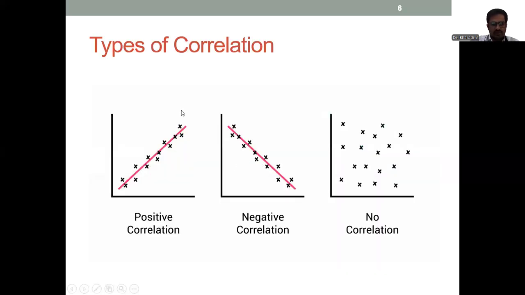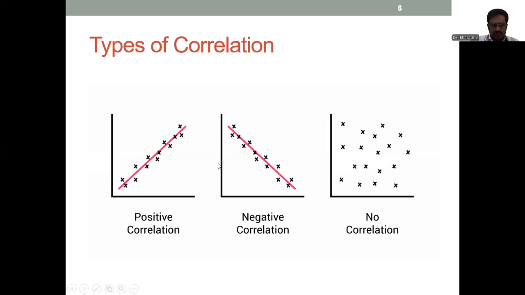Types of correlation: broadly, we have three categories: positive correlation, negative correlation, and no correlation. A positive correlation occurs when the R value, the correlation value, is between 0 and 1. That means both variables move together. For example, X is one variable or series, Y is another variable or series. When X increases, Y also increases. That is a positive correlation.